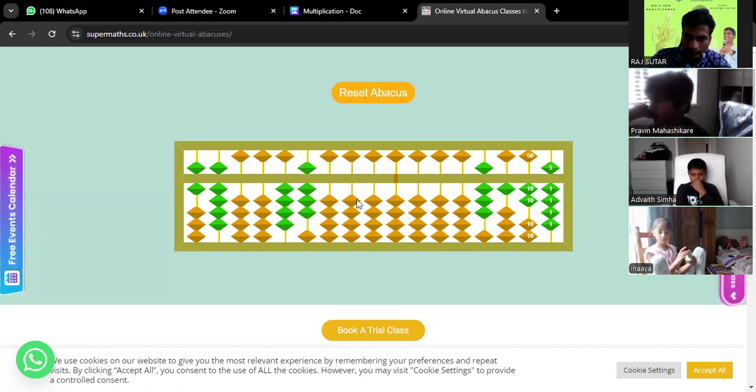Then 6 times 1 is 6. So if a one-digit number is there, we convert it into a 2-digit number. So 0, 6 will be there. 0 over here and 6 over here. Getting it, Pranil?